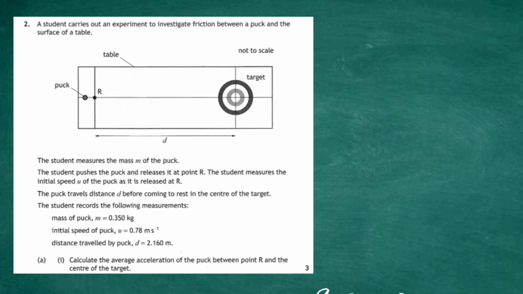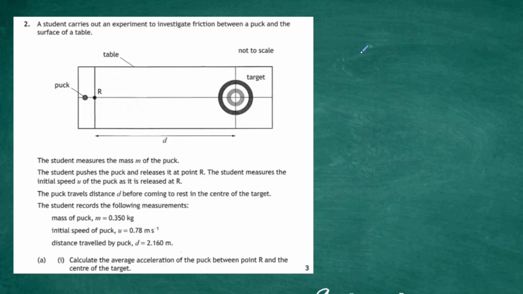The student records the following measurements. The mass of the puck was 0.350 kilograms. The initial speed of the puck was 0.78 meters per second. And the distance travelled by the puck, d, equals 2.160 meters. And for 3 marks, we're asked to calculate the average acceleration of the puck between point R and the centre of the target.